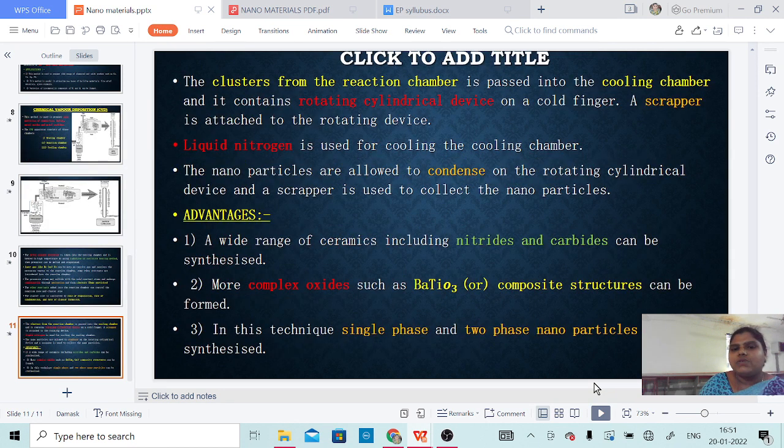Next, the clusters from the reaction chamber are passed into the cooling chamber, which contains a rotating cylindrical device on a cold finger. A scraper is attached to the rotating device. Liquid nitrogen is used for cooling the cooling chamber. The nanoparticles are allowed to condense on the rotating cylindrical device and the scraper is used to collect the nanoparticles. Okay, all the components are in the diagram.